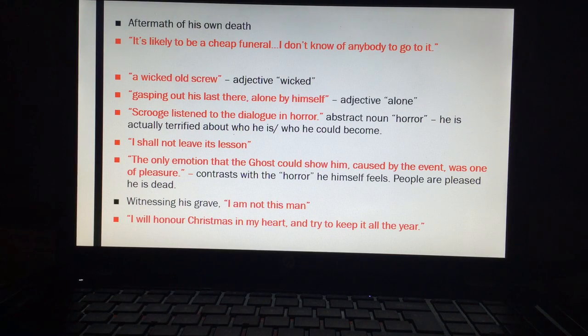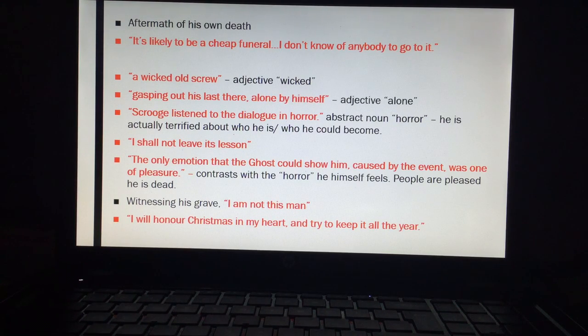Very, very sad, powerful line. Interesting use of the adjective cheap. For a man so greedy, for a man so rich, his funeral is going to be cheap because nobody's going to go. Nobody's going to want to go. Nobody's probably going to even arrange it properly. Okay? I don't know of anybody to go to it. Powerful line which emphasises the solitary life he has led.